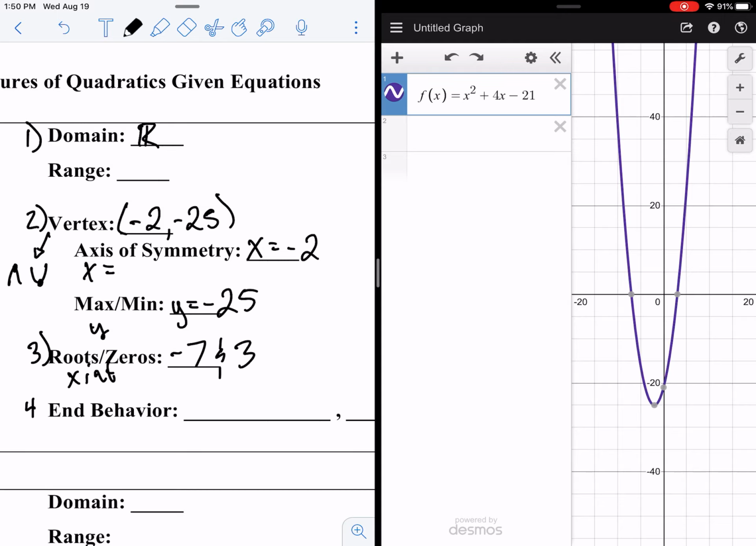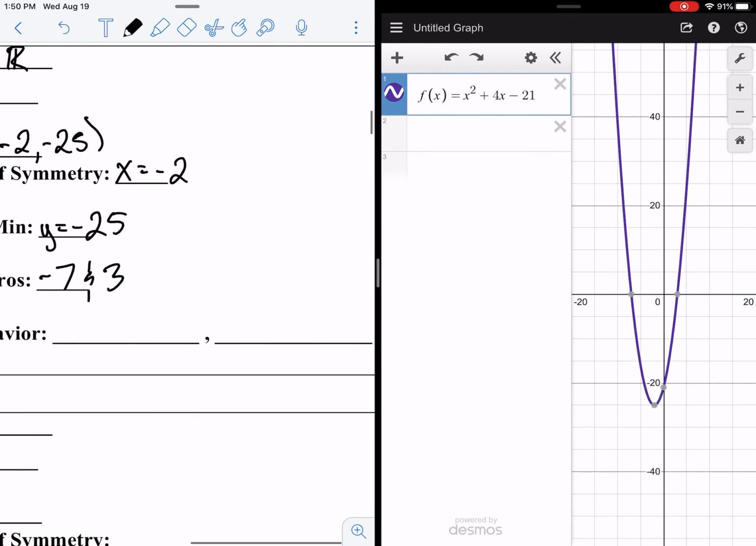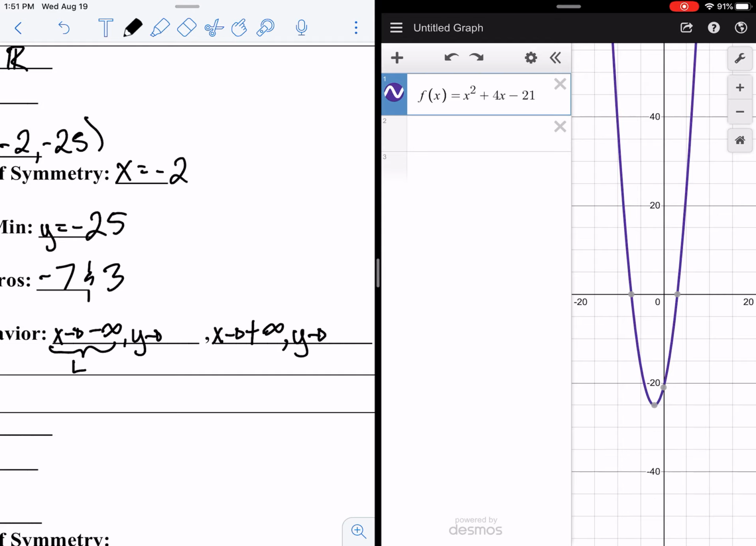I, again, personally like end behavior over range because end behavior is always in the following form. X goes to negative infinity, y goes somewhere. X goes to positive infinity, y also goes somewhere. Now again, my way around this is that as x goes to negative infinity is the leftmost piece of your graph, and as x goes to positive infinity, that's the furthest most right piece of your graph.